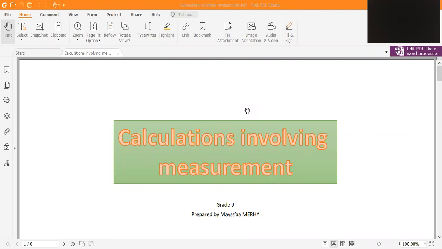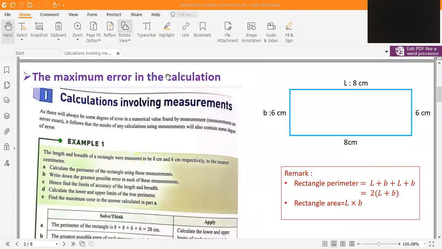Hello everyone. Today we will explain how to calculate some measurements, and how to deal with calculation with certain measurements. So we will start by the maximum error in the calculation. How to evaluate the maximum error in the calculation. So we will take a numerical example such as the perimeter of a rectangle.